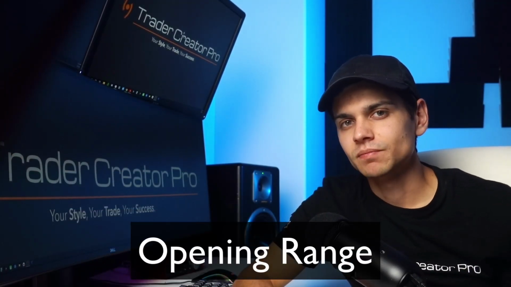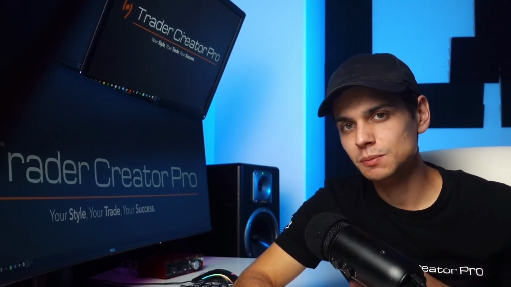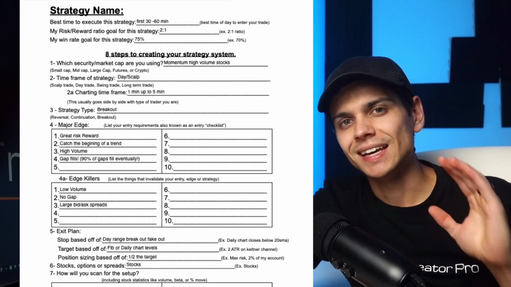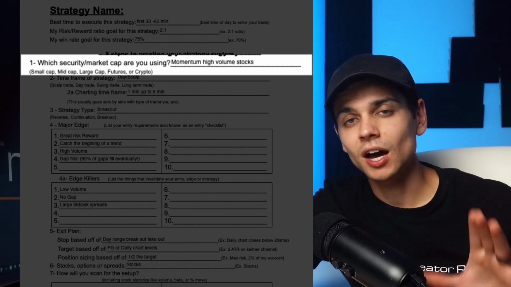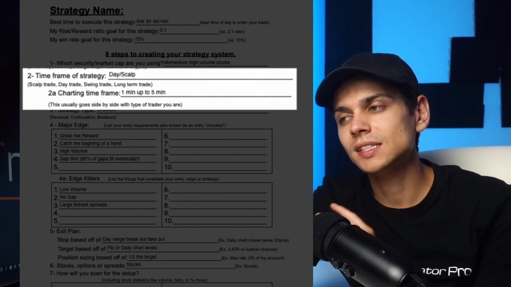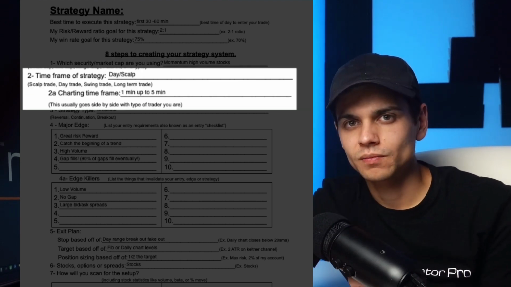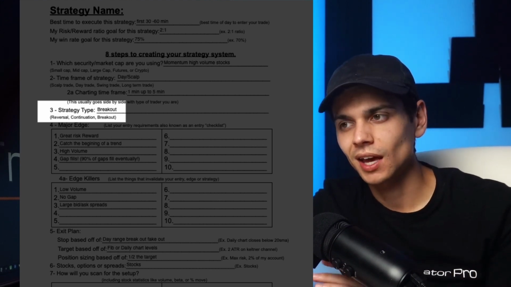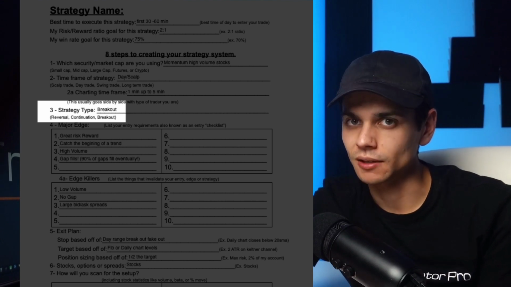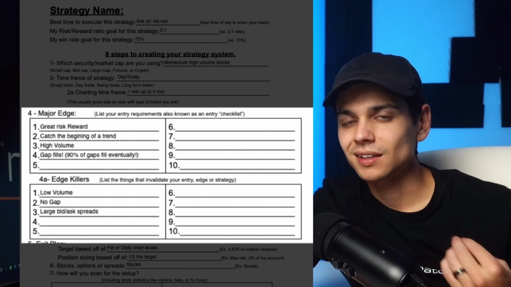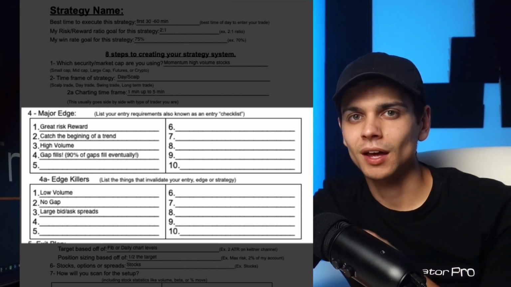Much like the last strategy, this is a strategy based on mostly patterns, but this one is a bit more specific. So let's go over the 7 steps. First, it can apply to all stocks, but is often used with momentum stocks. Second, it is a day or scalp trade type of pattern. Third, it is for breakouts. The goal is to catch the beginning of a trend and ride it for a big portion of the day. Fourth, your edge is mostly a good risk-reward ratio and likely stocks with heavy volume and momentum.